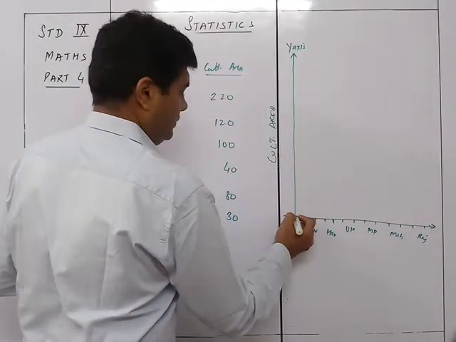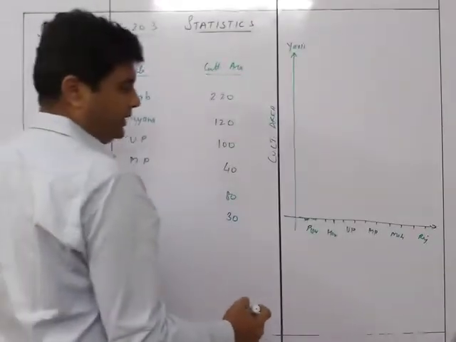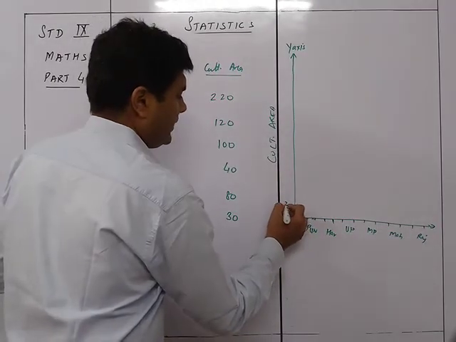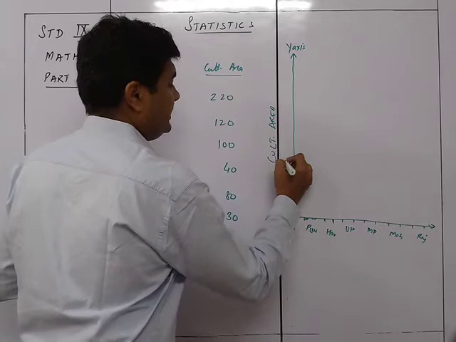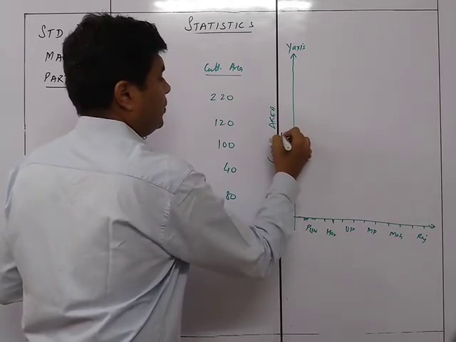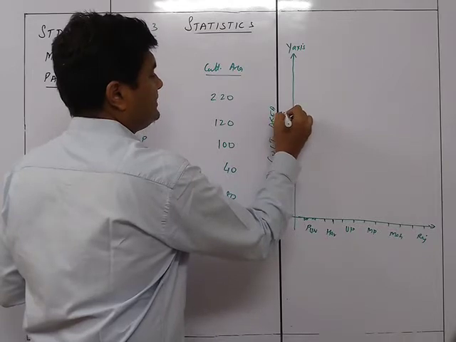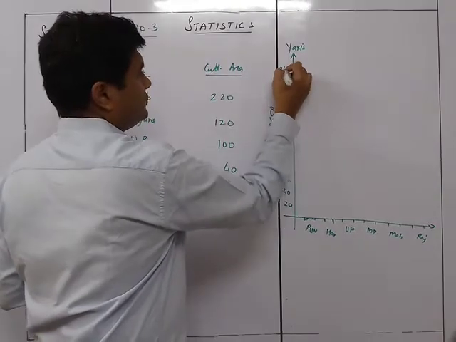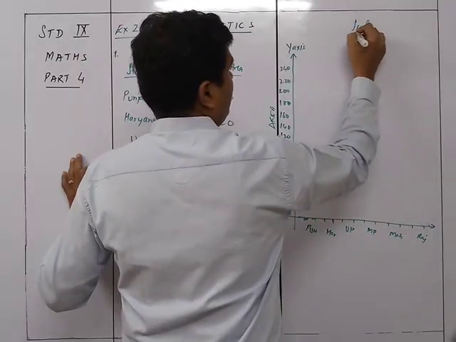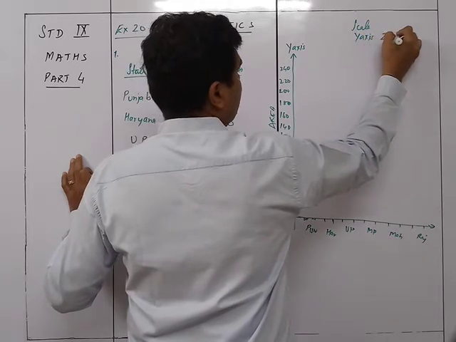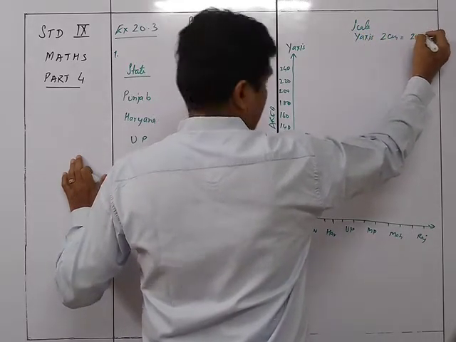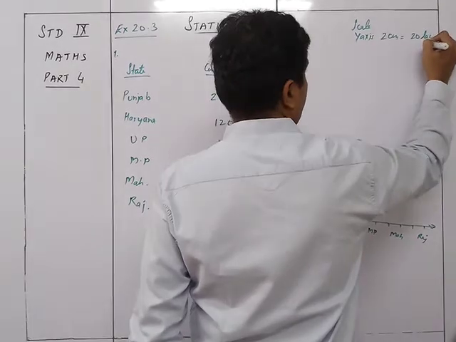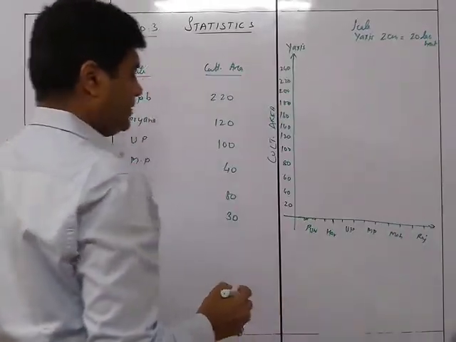Okay. Now this comes from 30 to 220. So yes, it will take a long time. So we can take it as 20, 40, 60, 80, 100, 120, 140, 160, 180, 200, 220, 240. So the scale on the y-axis is 2 centimeters equals 20. It is given in hectares, so lakh hectares. So now let's plot it.